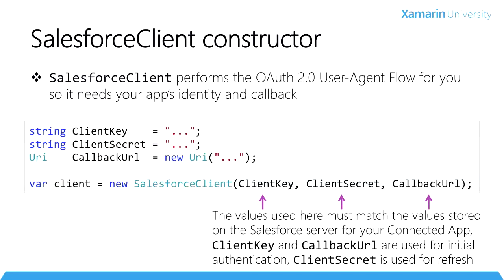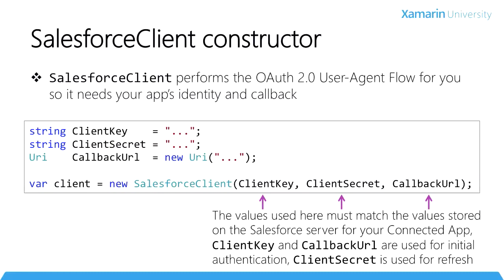Therefore, before creating a Salesforce client, you will need to log into your Salesforce environment and create a connected app. Once your connected app is ready, Salesforce will generate a consumer key and a consumer secret for you. You need to copy those values into your client code and pass them to the Salesforce client constructor. While creating your connected app, you are also required to specify a callback URL. The value you enter in the Salesforce website has to match the value you pass to the Salesforce client constructor.